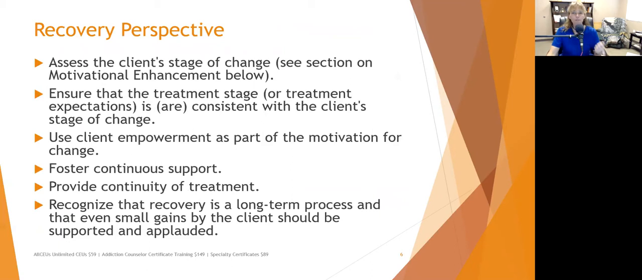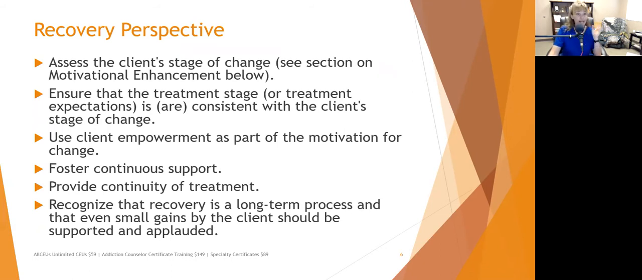The recovery perspective assesses the client's stage of change, and we're going to talk about motivational enhancement, but for more on that, there are videos on motivation on allceus.com/YouTube, or you can go to the SAMHSA website and download tip 35. That's treatment improvement protocol 35.